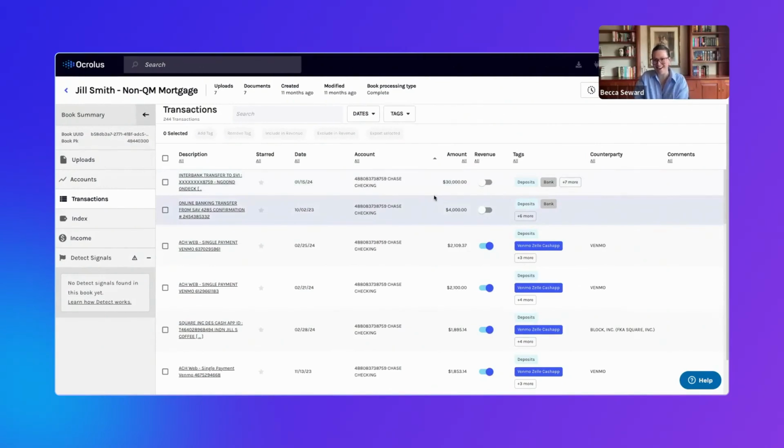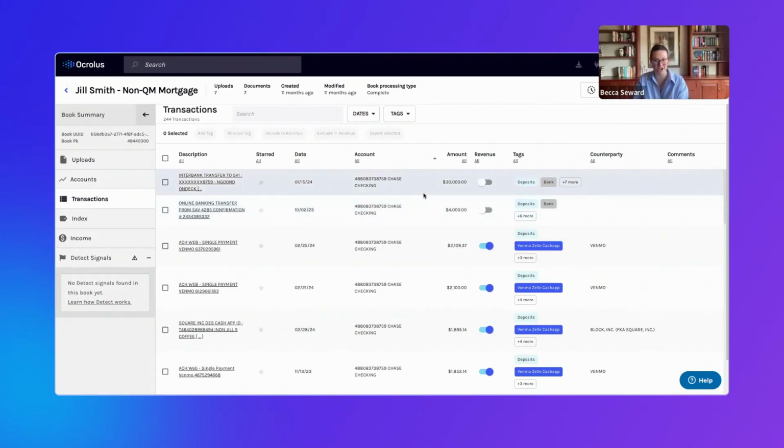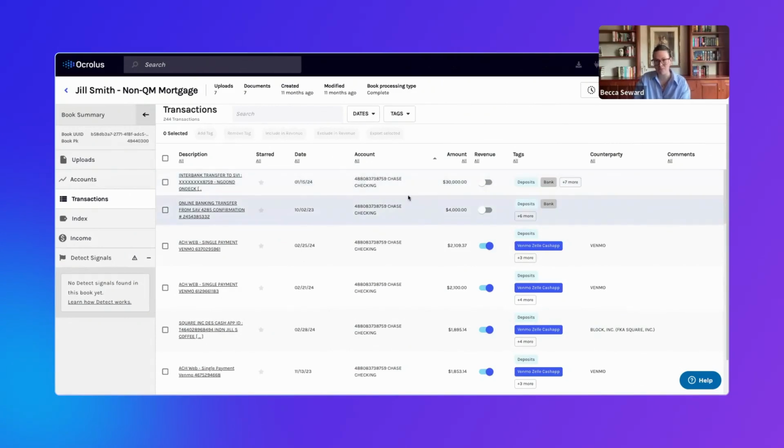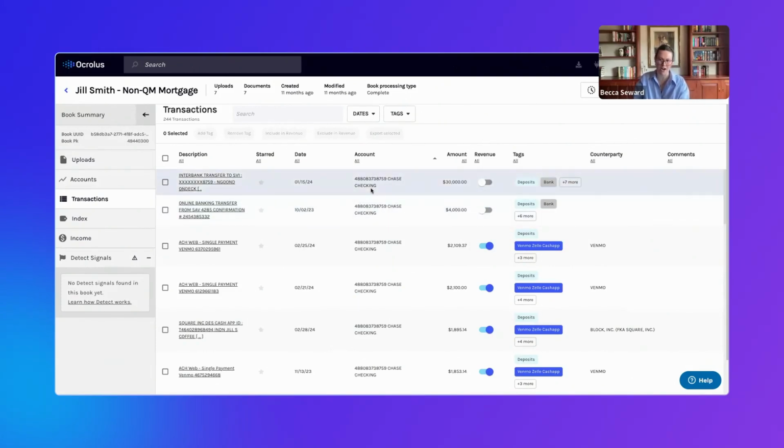And that's not necessarily an Ocrolus limitation. That's just a limitation of the feature functionality of Microsoft Excel or Google Sheets. But you do have the ability to bulk include or exclude transactions, or include or exclude individual transactions in this screen. So we find that this transactions page of our Ocrolus dashboard is much more user-friendly to control transactions that will be marked as included or excluded in the Excel output.